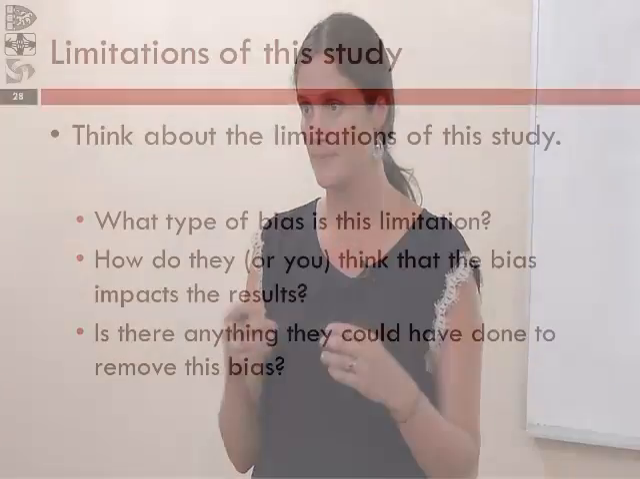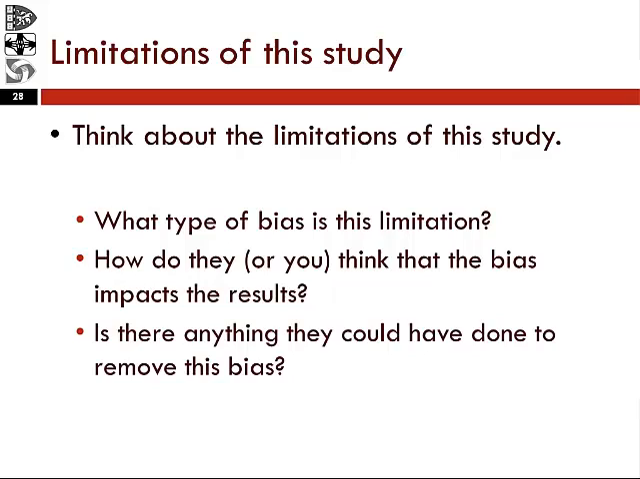I'd like us to take 5 minutes to look at the study limitations that they presented in this study. So this study is not perfect, and they described some limitations in this study. So I want you to go through these limitations and say, what type of bias is this limitation? How do you think that the bias impacts the results? And is there anything that they could have done to remove this bias?